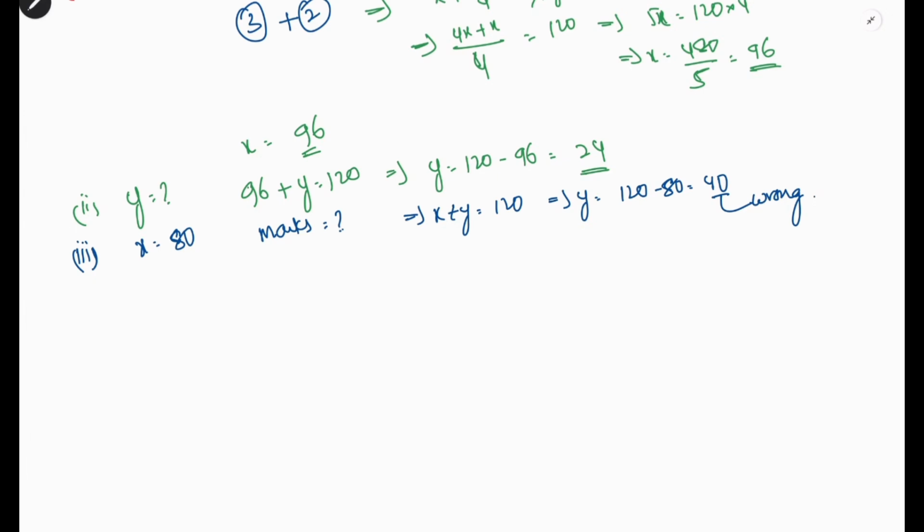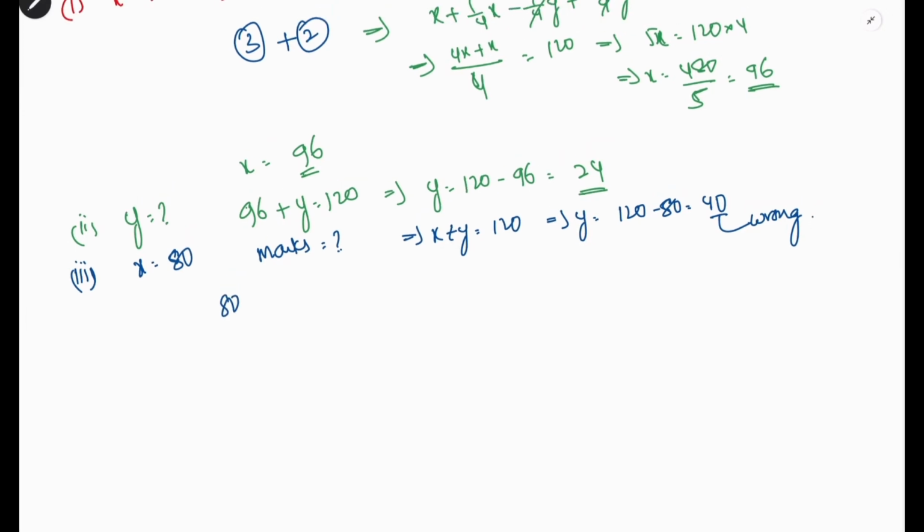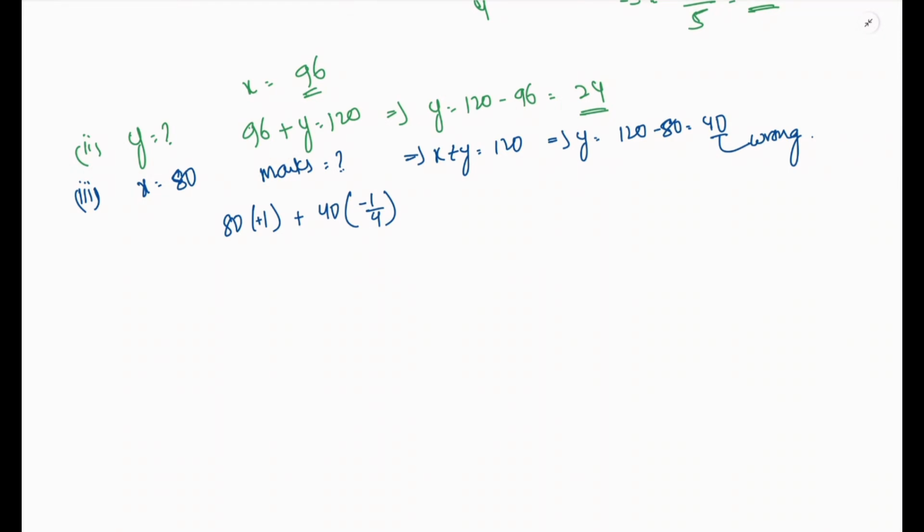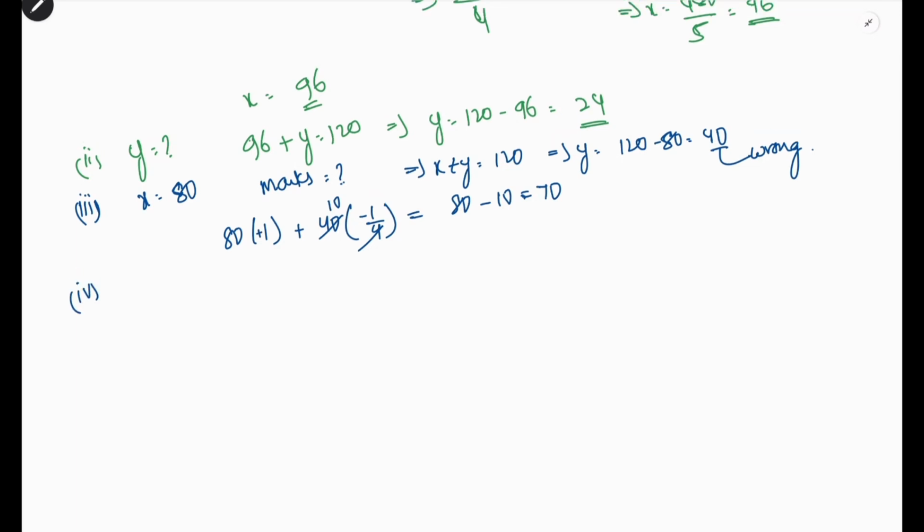So how many marks did he get? For 80 questions he got plus 1 mark each, and for 40 questions he got minus 1/4, because 1/4 of the mark is deducted for every wrong answer. This is equal to 80 minus 4 into 10, which is 40. Sorry, 80 minus 10. So he got 70 marks. And what is the fourth one?